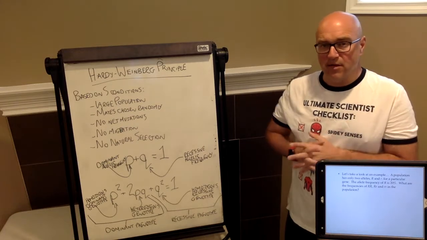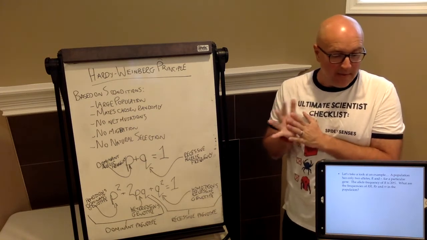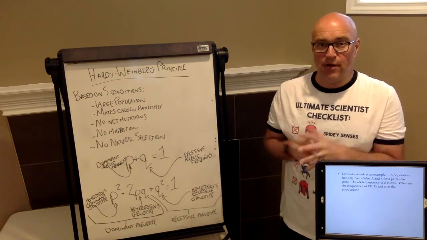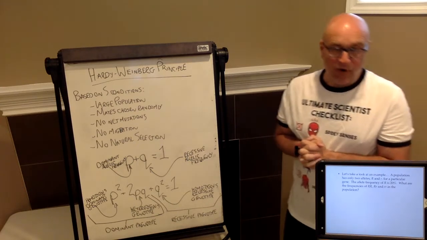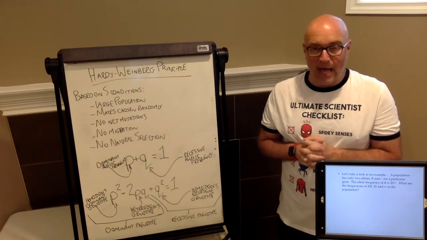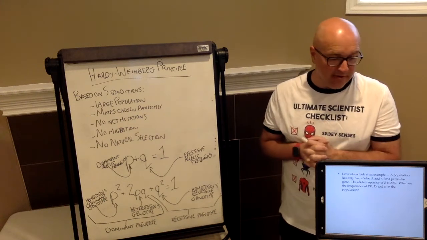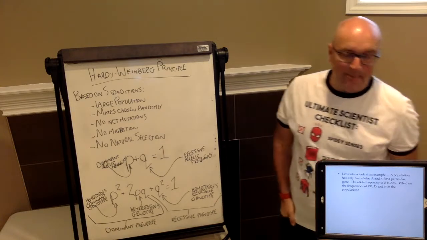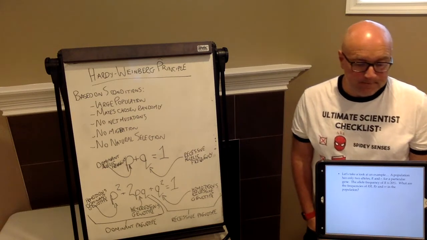Let's take a look at an example and see if we can do some Hardy-Weinberg work on this one. I've got a population that has two alleles, a capital R and a little r for a particular gene. I don't really need to know what the gene does, but we've got two alleles, capital R, little r, dominant versus recessive. The allelic frequency of capital R is 20%.